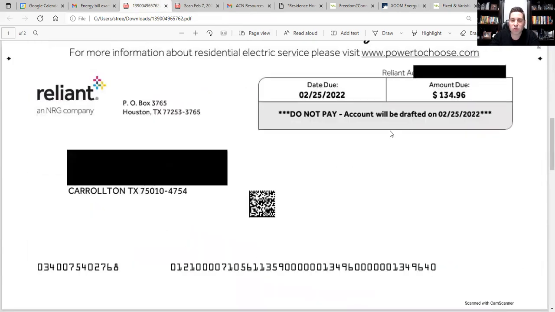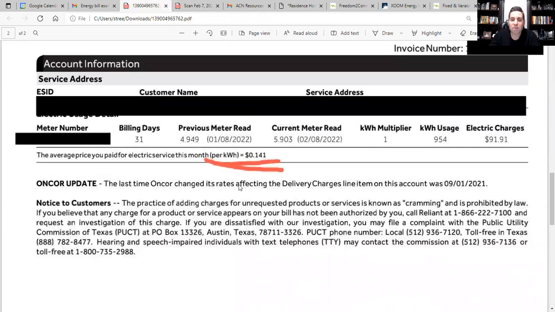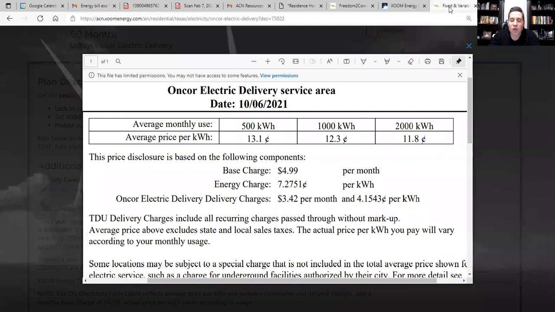used. Now, when we scroll down at the bottom of the bill here, here it is, underlined in red. That's the average price you paid for electricity service this month, and again, that's 0.141. So let's look back at our fact label. Now remember, they were at 900 and something kilowatts used, so they're going to be between 500 and 1,000. So their rate's going to be 13.1 cents a kilowatt for that particular month, which again, Xoom comes in cheaper than what they were paying.